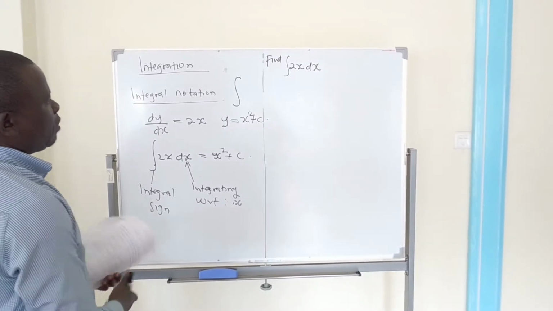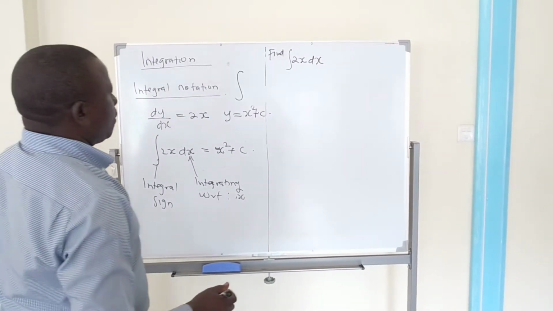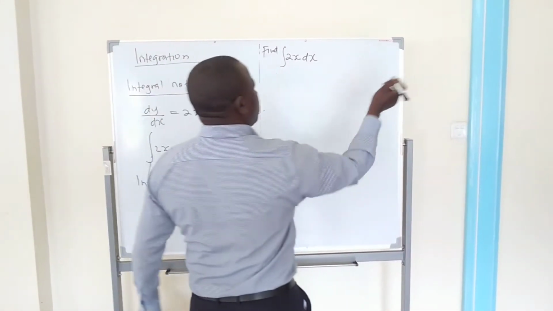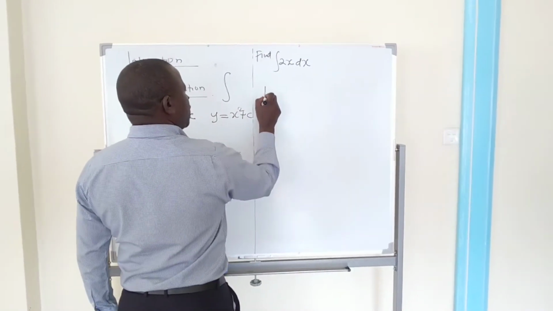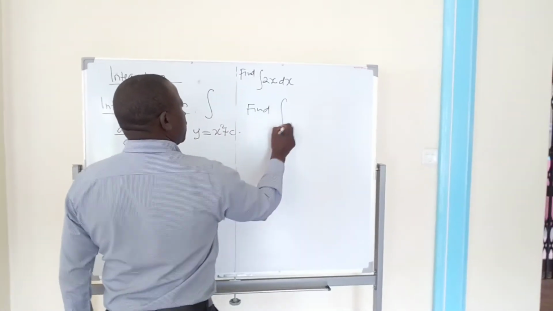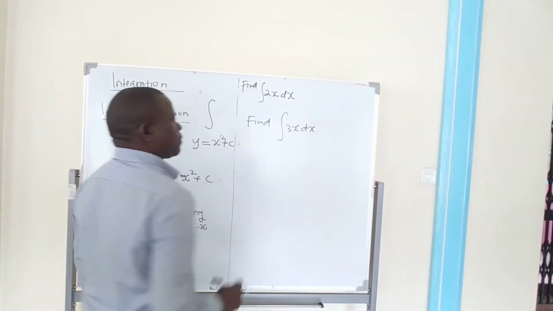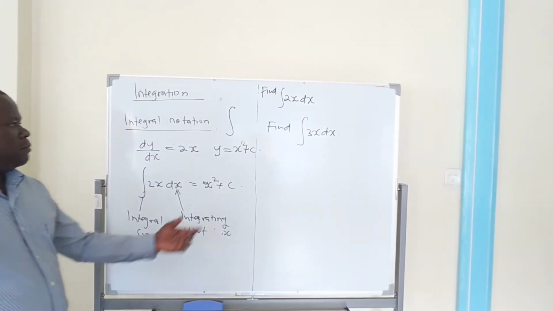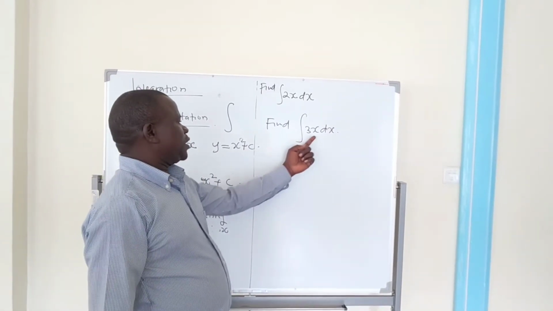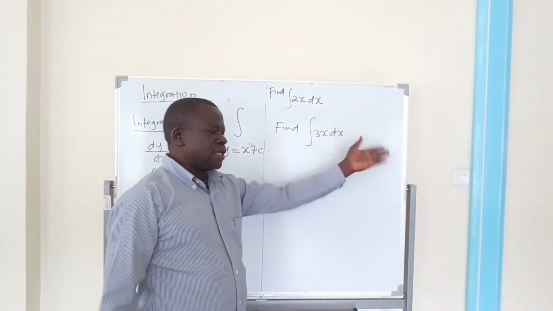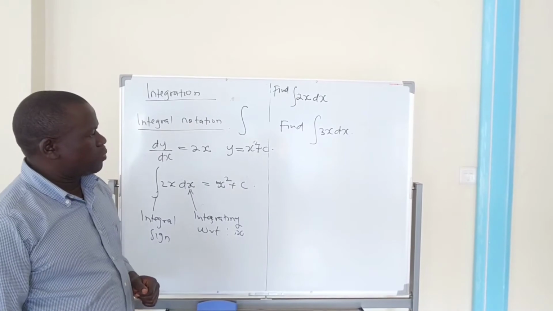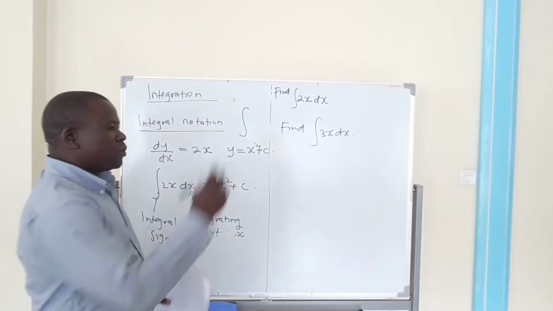For example, I can also give you another one: find the integral of 3x dx. What does this one mean? It means I'm integrating 3x with respect to x to give me the answer, which we shall look at how to handle. Now, let's look at the general results.